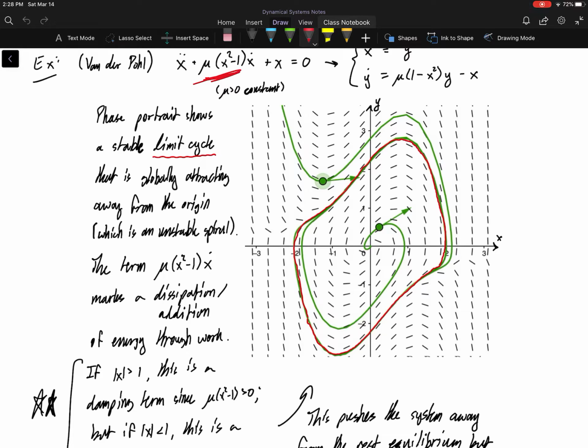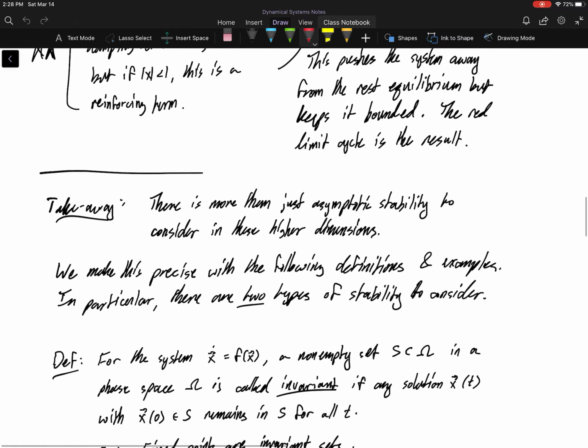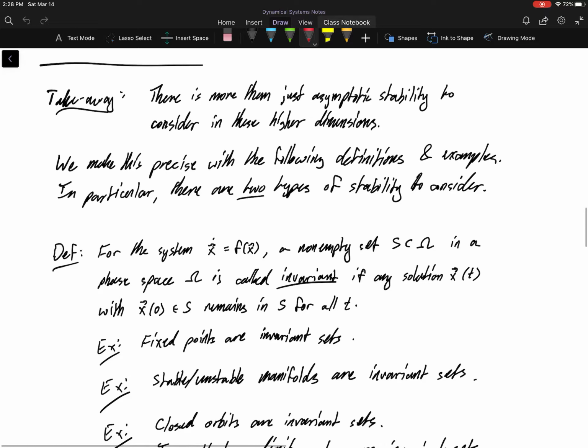They're moving along with the cycle. So we'd like to call that a stable trajectory, but we don't quite have the terminology for it yet. So this is what we're going to develop right now. So we're going to make a definition.